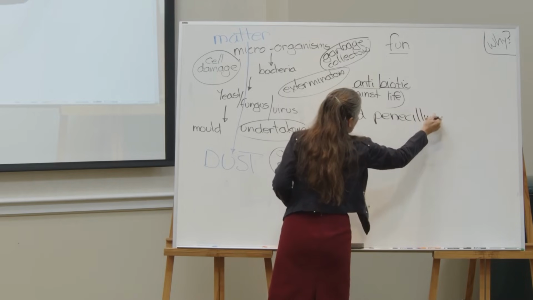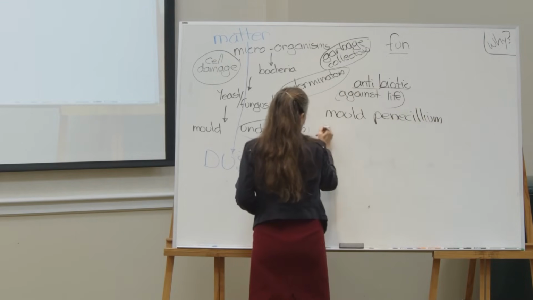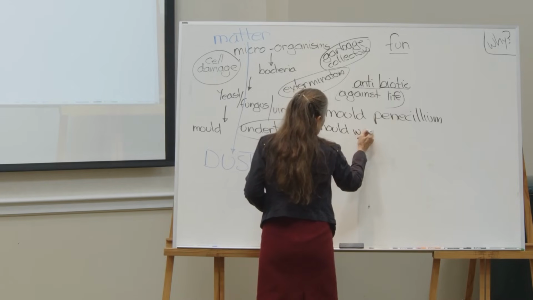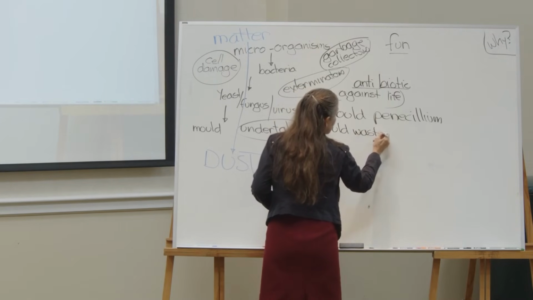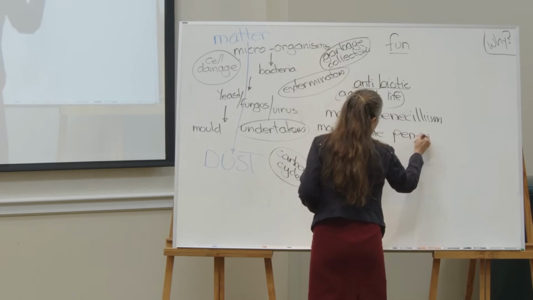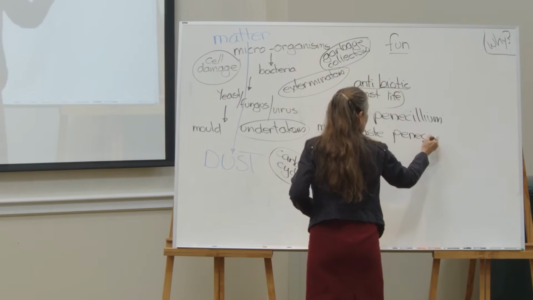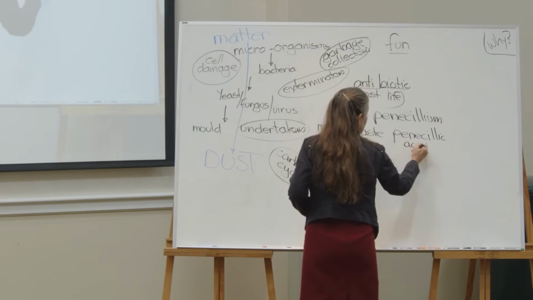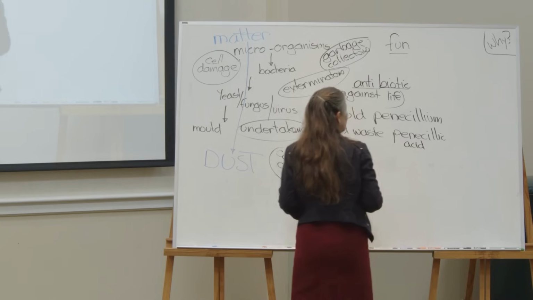Now the mould waste is more toxic than the mould. And it's the mould waste that was landing on his bacteria. So the mould waste he called penicillic acid. And that penicillic acid is the penicillin that we know today. And penicillic acid has saved the lives of millions. There's no doubt about that.